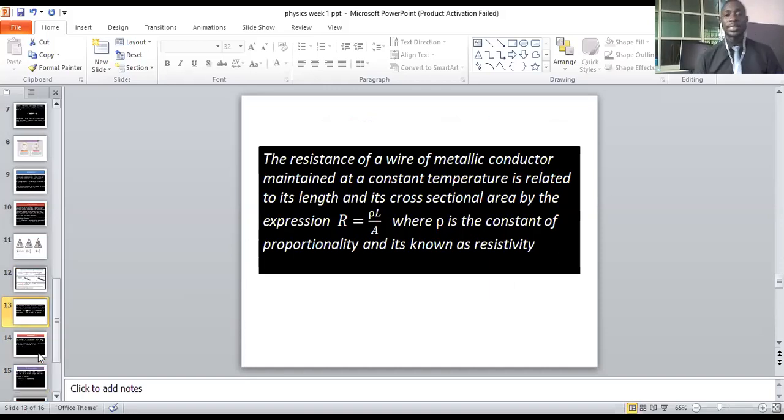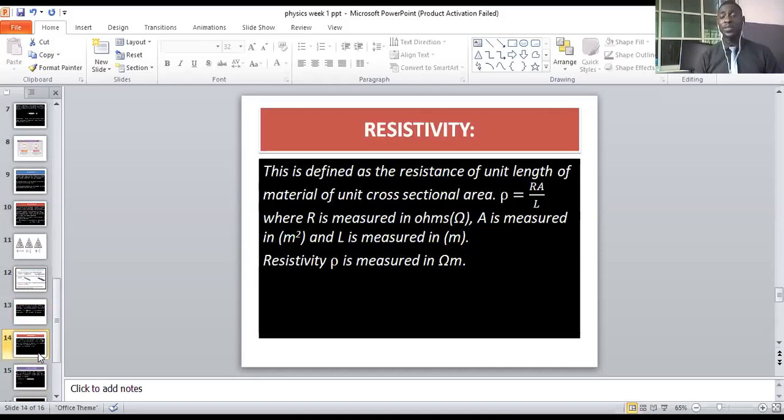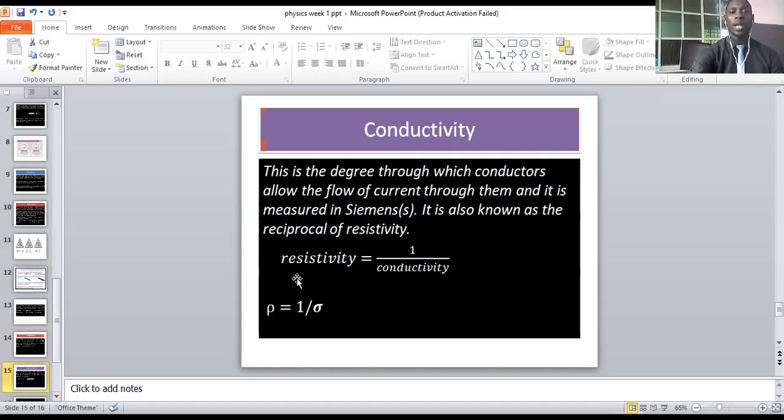We look at resistivity, which is the product of resistance and the cross-sectional area over the length, and is defined as the resistance of a unit length of material of unit cross-sectional area. The unit of resistivity is the ohm meter. It is represented as rho.